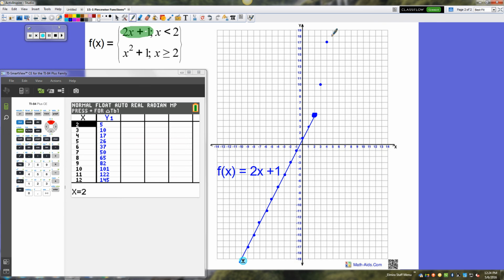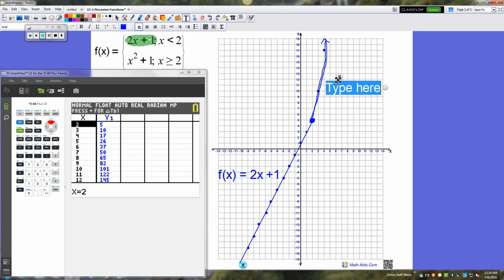Now remember this is a parabola now, so it's not a straight line. Don't connect it with a straight line. It's going to look pretty straight, but it is a parabola. There's going to be a slight curve to it. And I'm trying to draw this with the mouse so it doesn't look fantastic. Okay, and label. F of x equals x squared plus 1.